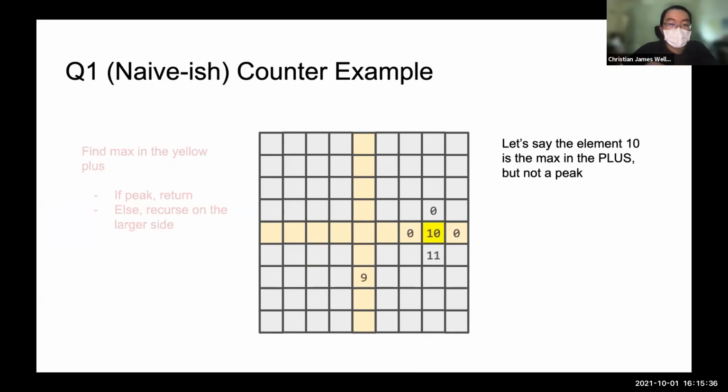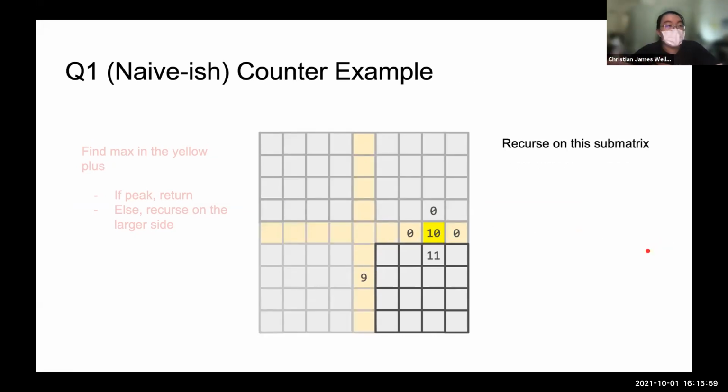I showed this example earlier. There's the element 10. Let's say the element 10 is the max in the plus. So this is the biggest guy. You can imagine everything else is 0, for example, with the 9 here. This 9 will be important in a bit. I'll show you why it's important. So our algorithm recurses to this region, this submatrix. Any questions so far?